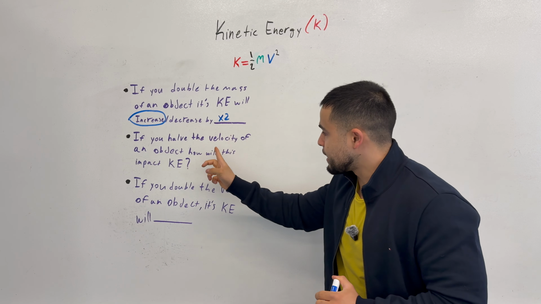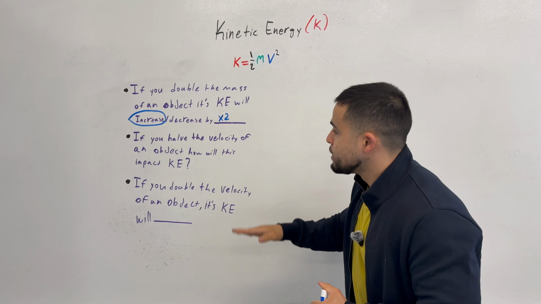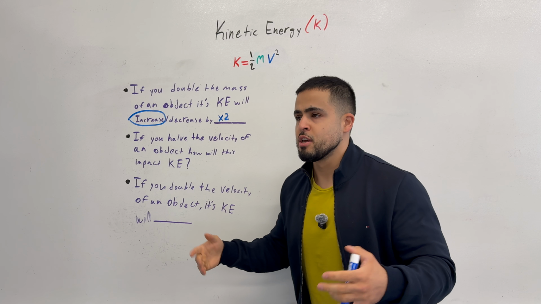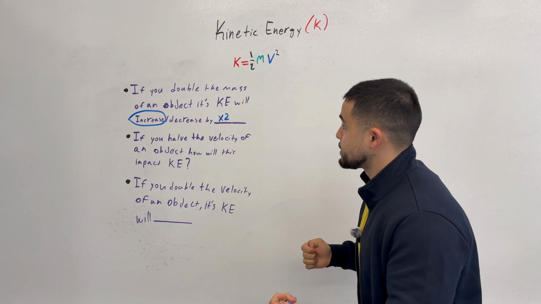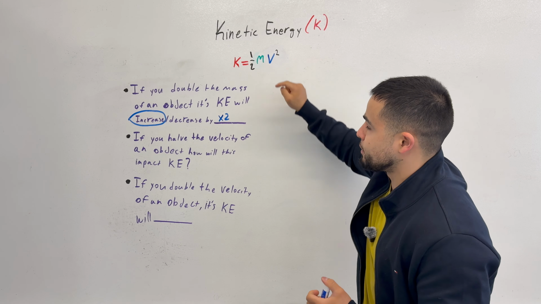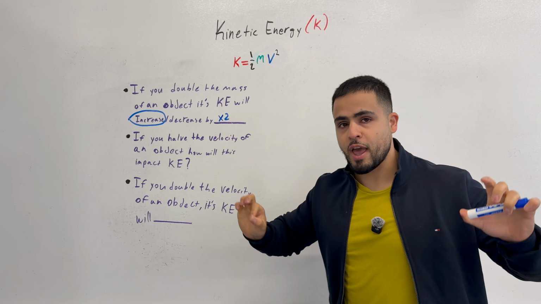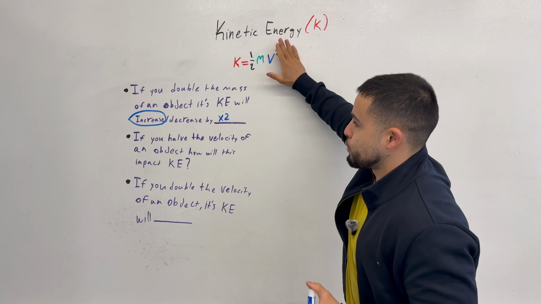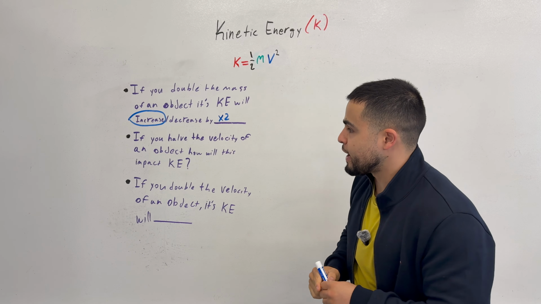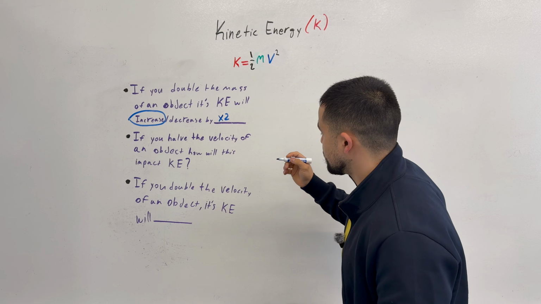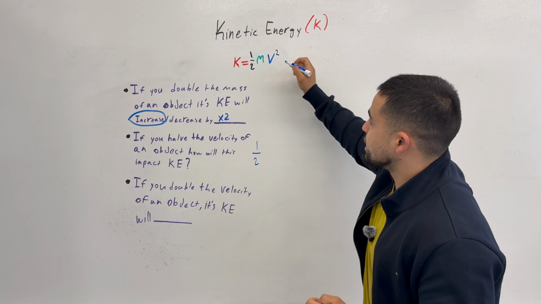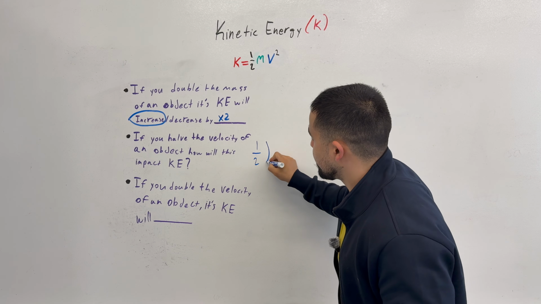If you halve the velocity, so divide by 2, of an object, how will this impact kinetic energy? The reason why this isn't as straightforward as the first one is because of this square in the equation over here on top of velocity. So start off as you would with mass, ignore the square for the beginning. If you divide velocity by 2, then you would also divide kinetic energy by 2. So 1 over 2. But since we have that square over here, we want to square this.